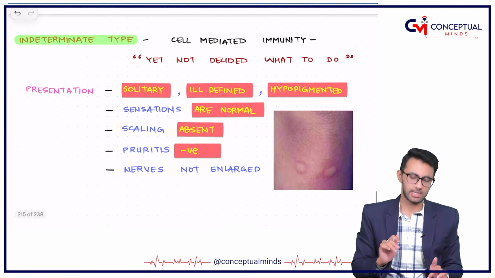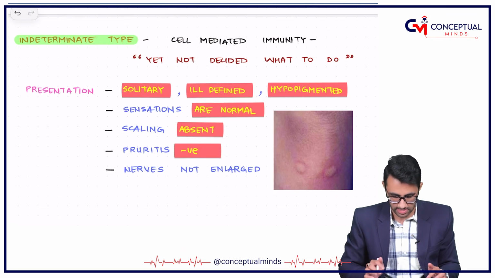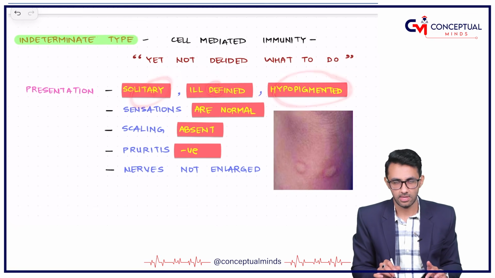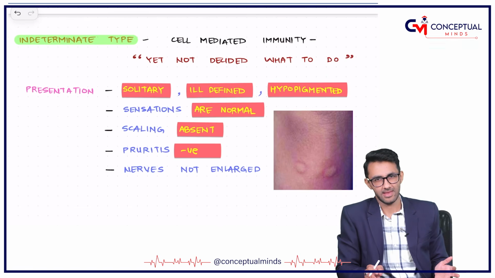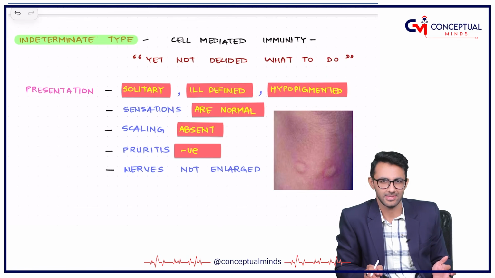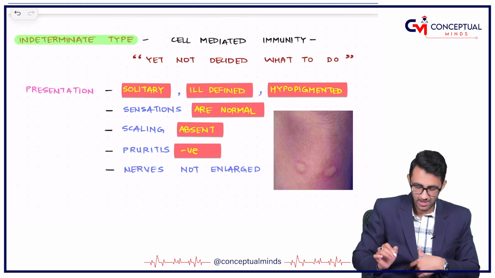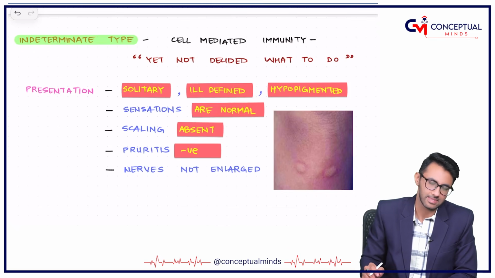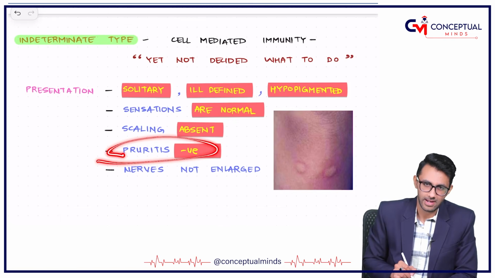And how about the presentation of leprosy? We see hypopigmented patches, solitary, ill-defined patches. Is fever there or not? It depends. If it is type 1, type 2, it depends. We cannot just say like this. Sensations? They are normal. We're talking about the indeterminate type. Sensations are normal. Pruritus is negative.